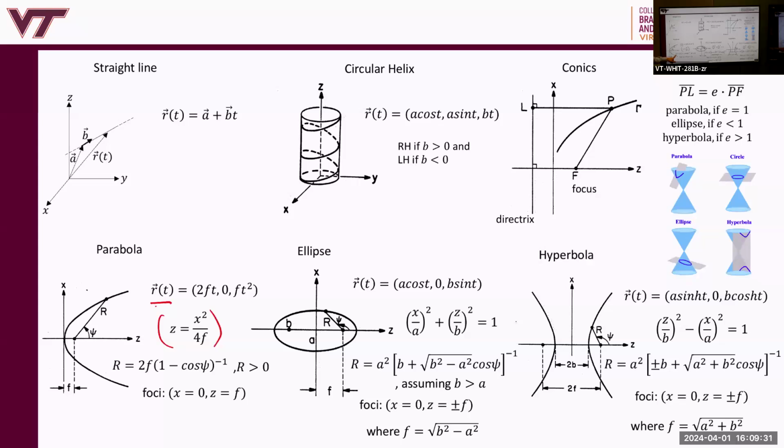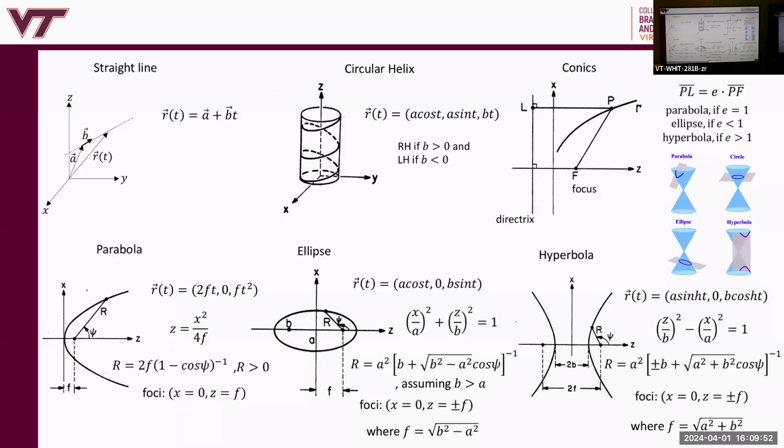And r, which is a polar parameterization, is the radius as a function of the angle, right? This angle psi. And that is r equals 2f times the inverse of (1 minus cosine psi). All right? r has to be greater than 0 here. And the focus is located at x equal to 0, z equal to f.